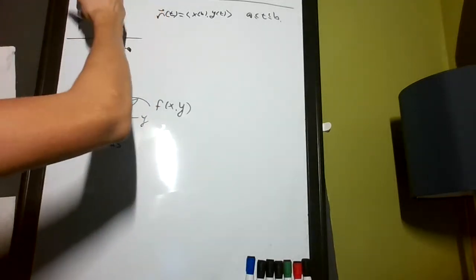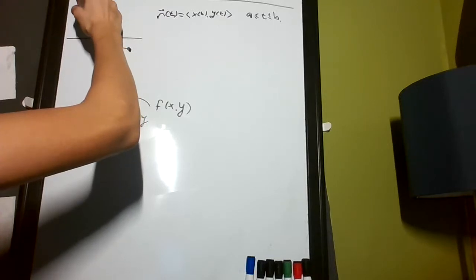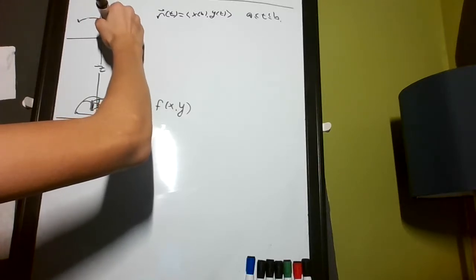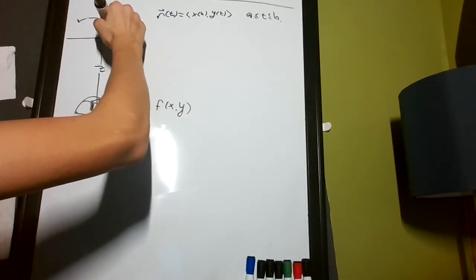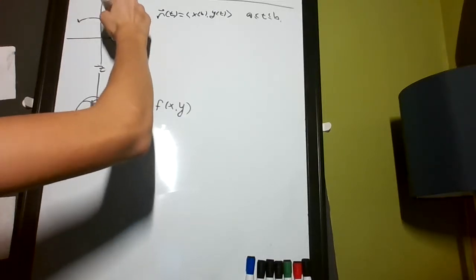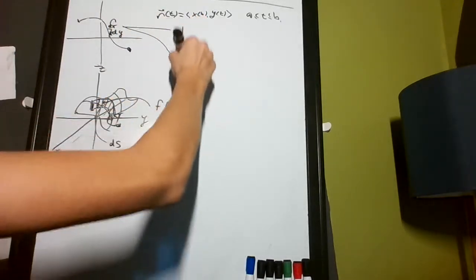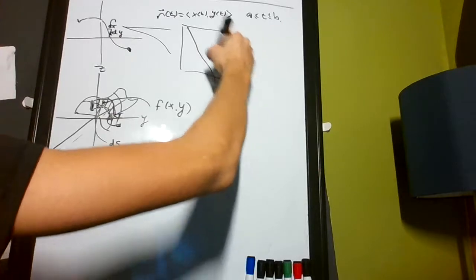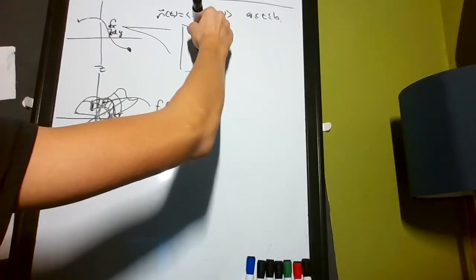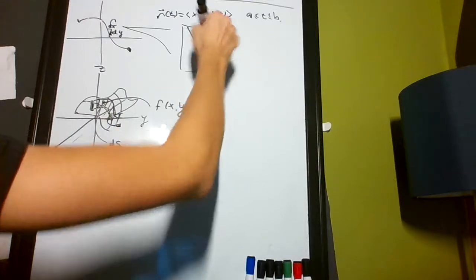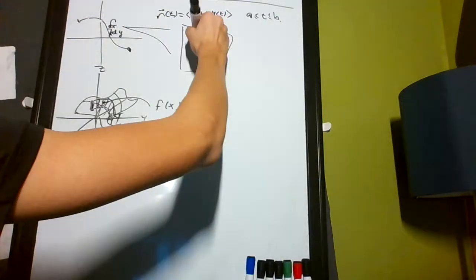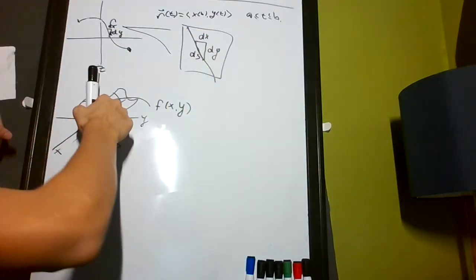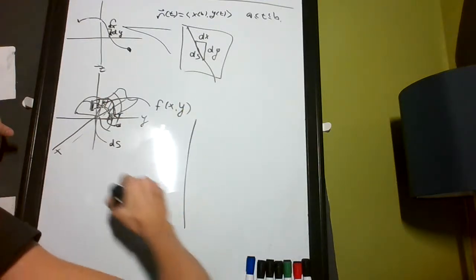Well, let's look back to our curve. What you can do is look at a tiny little change in x and a tiny little change in y. I'll zoom it out over here so that you can see it better. Right here we have our curve, a tiny little change in x, a tiny little change in y, and you can see it's almost a straight line. That right there is ds, the base of our rectangle.